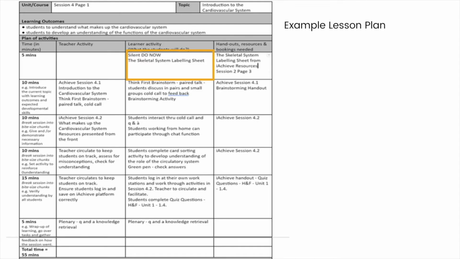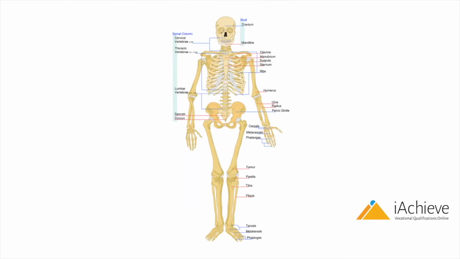Our school has a silent do now, that's compulsory, all lessons have to have one. So what I've used here is a little bit of revision. I've used this as an opportunity to go back to the previous session and do a bit of revision on the skeletal system. That's taken from the resources, and the students had to then label that themselves using their notes if they wanted to.